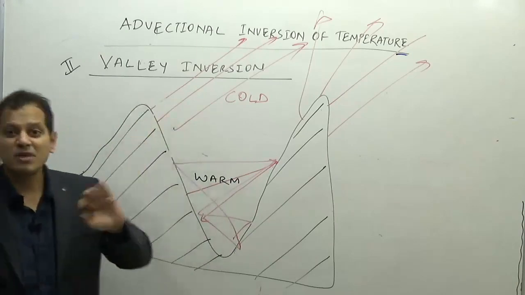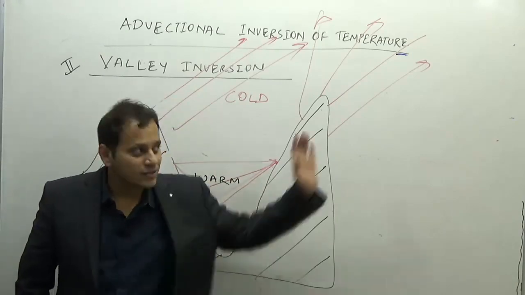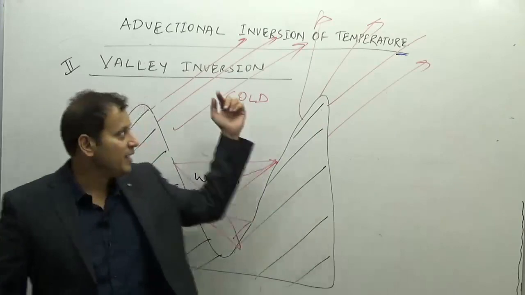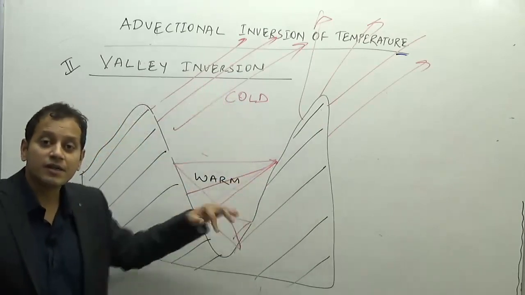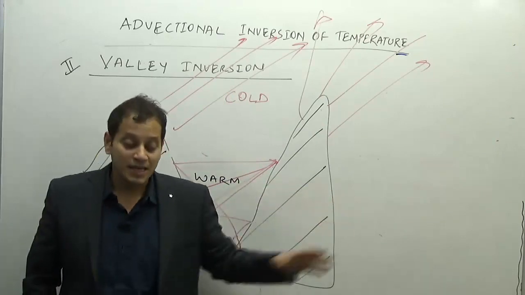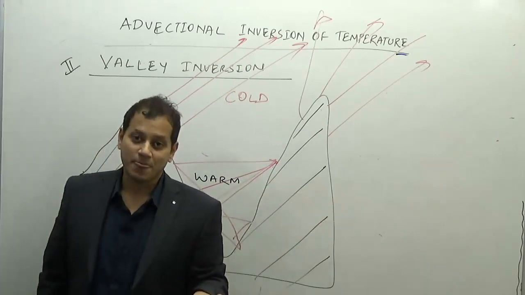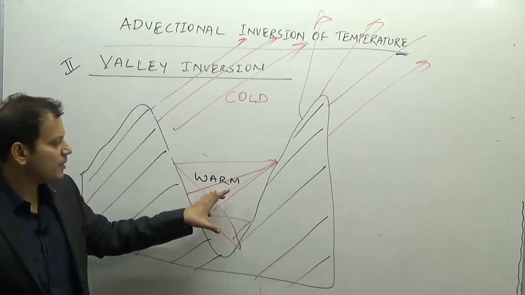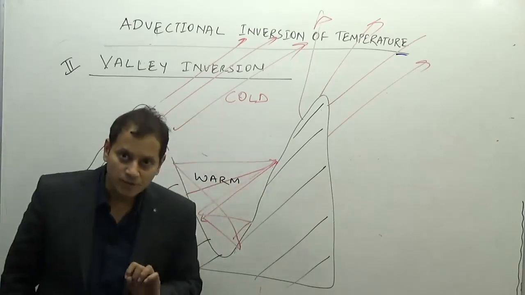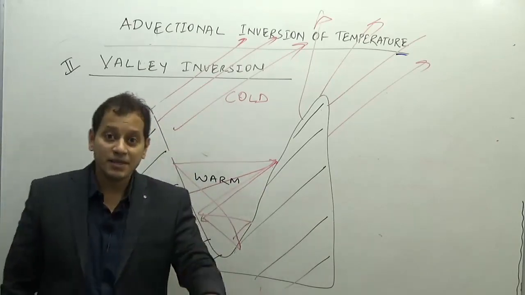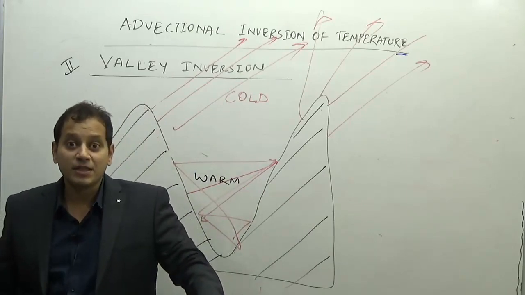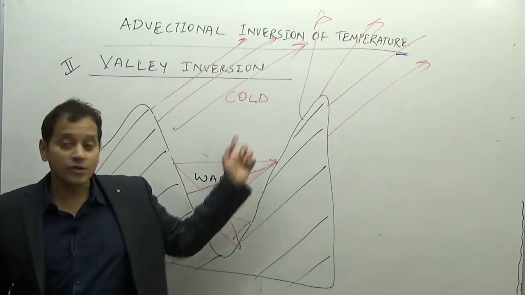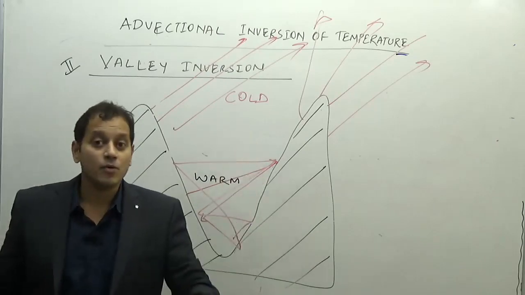Here there is not much cloud cover, open air, so the heat is quickly lost. Heat does not get trapped here, but the heat gets trapped and reflected due to the different kinds of mountain slopes. As a result, there is warm air above and cold air below. Now you will say this is the normal condition. It is not a temperature inversion. Then what is temperature inversion? Cold air should be below and the warm air above.